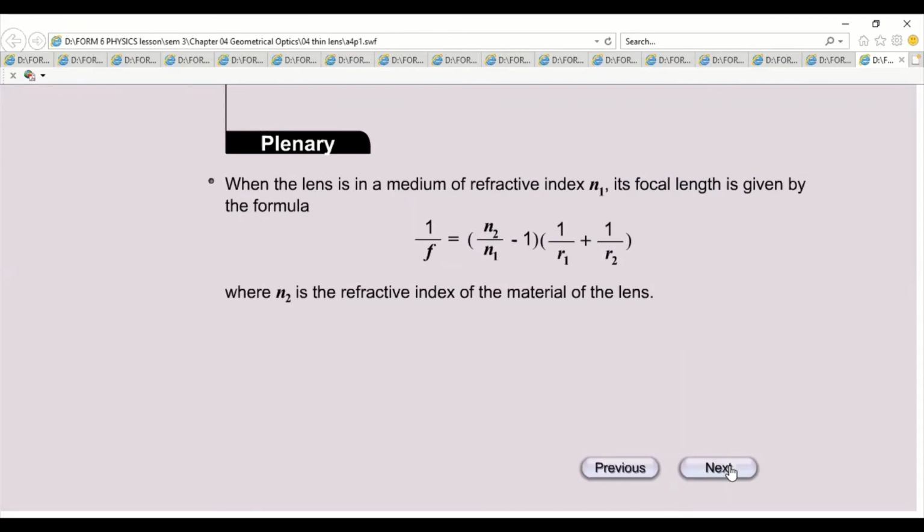When the lens is in the medium of refractive index n1, its focal length is given by the formula 1 over f equal to (n2 over n1 minus 1) times (1 over R1 plus 1 over R2), where n2 is the refractive index of the material of the lens.